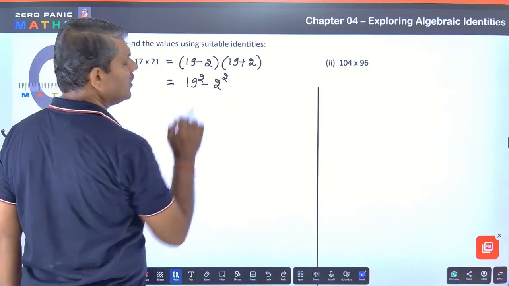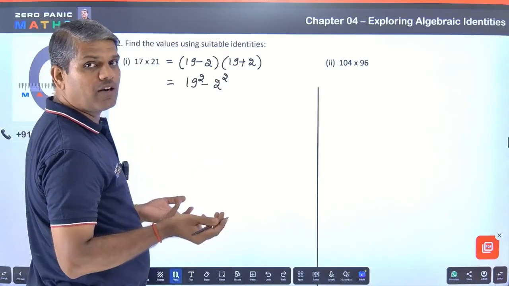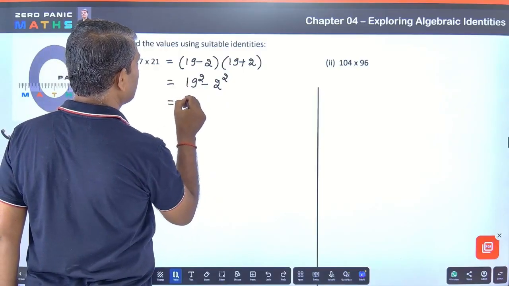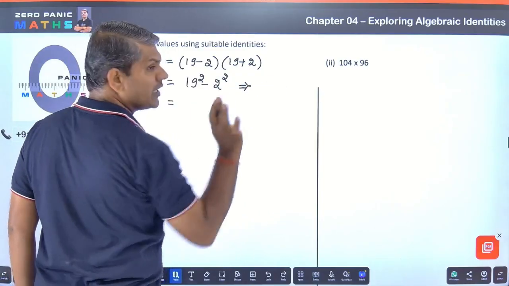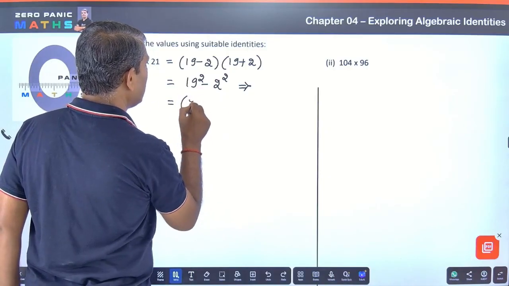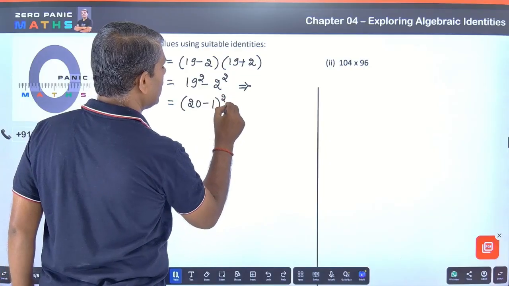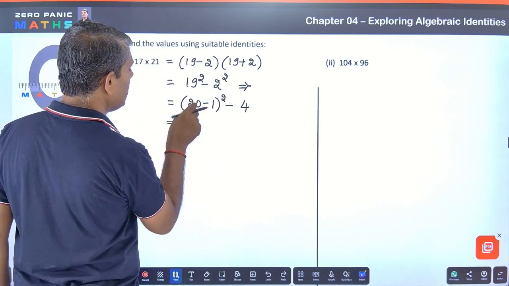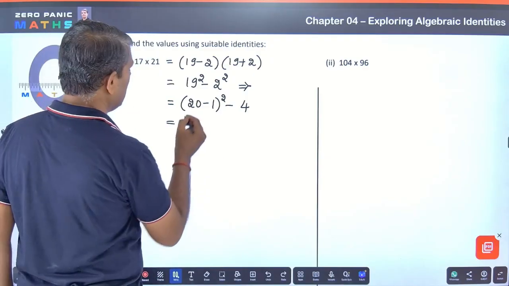You can directly calculate the value of 19 square, and subtract 4, that is also okay. But if you are feeling that 19 square itself will be difficult to find, you can extend this one more step. You can write the value of this directly, that is one answer, but I'm giving you an extended version. To make it a little bit easier, I can write 19 as 20 minus 1 whole square, minus 2 square, that is 4. It will be easy for me to calculate the square of 20 rather than the square of 19.